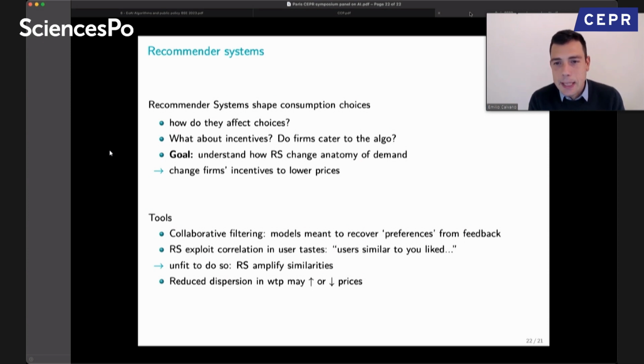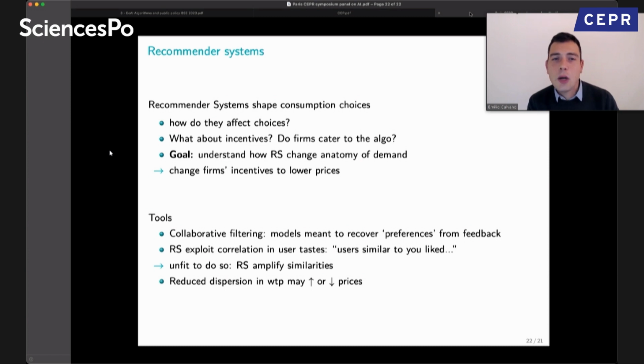I guess we all agree that the way products are displayed on search result pages is going to affect what we end up buying. And the playlists that we have on Spotify will end up deciding what we listen to, and so on and so forth. And if you think that they shape consumption choices, then a natural question is, how do they affect these choices?